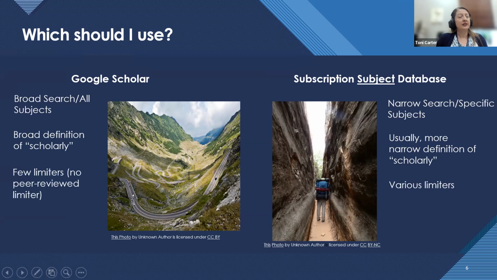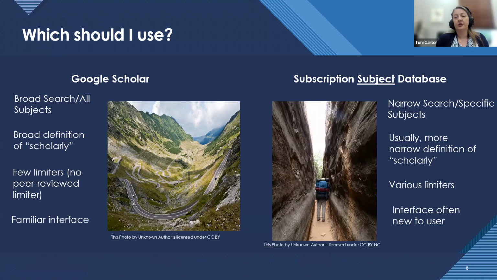Google Scholar has few limiters. If you've ever used it, you've noticed that you can't limit to peer review if that's important to you, while subject databases have more options for limiting your searches. This is particularly important if you're assigning things to students, to know that Google Scholar is going to give them a familiar interface. It's going to look like Google, whereas subject databases are often going to be different and new to them.